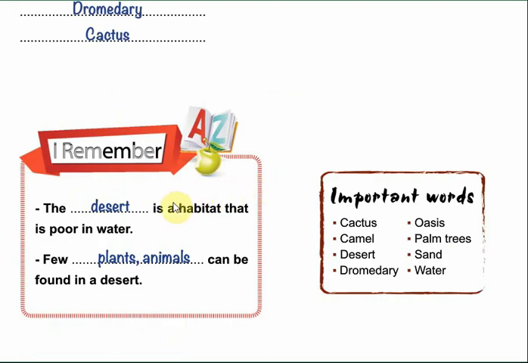We conclude that the desert is a habitat that is poor in water. Poor in water, it means it is poor in water, there is not much water, as we said, okay? Few plants and animals can be found in a desert, because plants and animals cannot live there easily. Okay? Please read it and remember it several times.